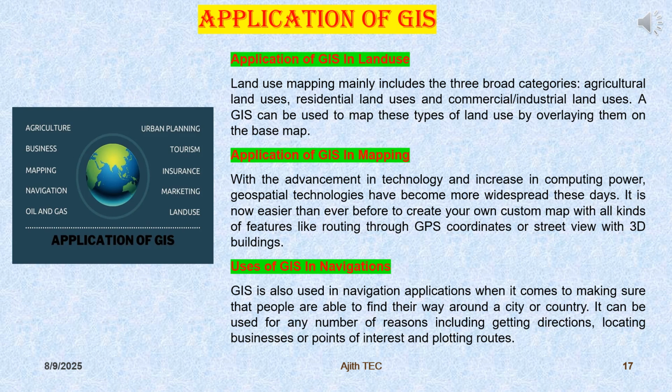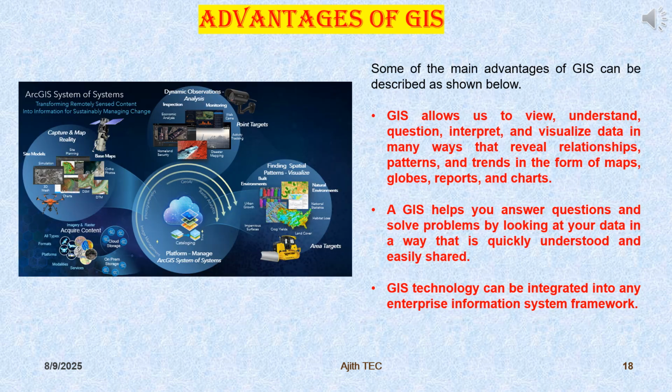Uses of GIS in navigation. GIS is also used in navigation applications when it comes to making sure that people are able to find their way around a city or country. It can be used for any number of reasons, including getting directions, locating businesses or points of interest, and plotting routes.